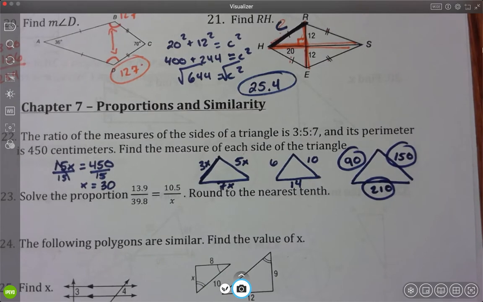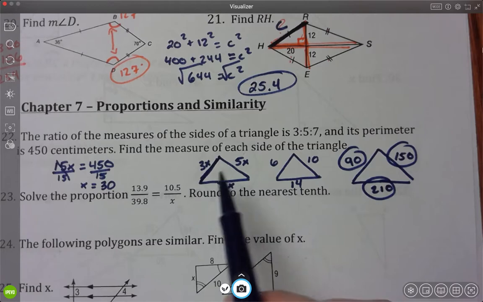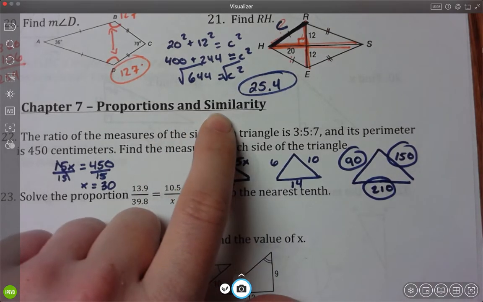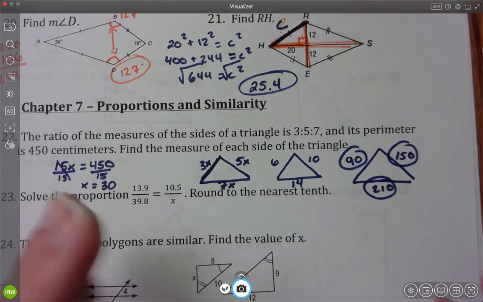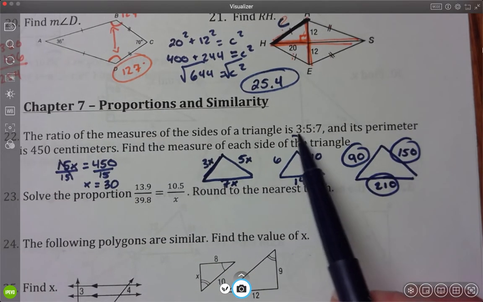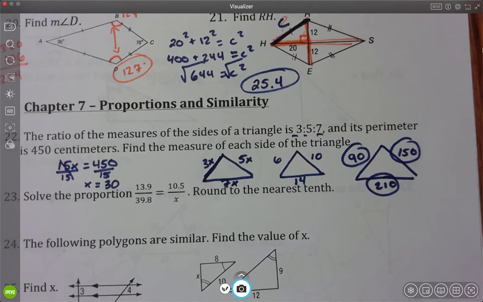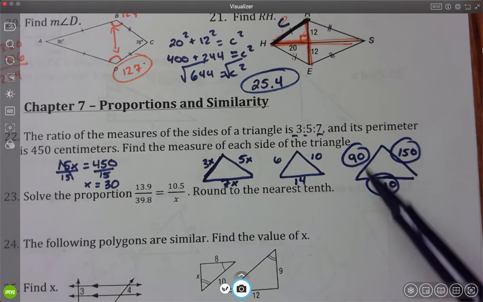Okay, those three measurements, then the measure of each side of the triangle, that's what it looks like. Each one of these triangles is going to be similar. They're all similar triangles because they have the same shape, but they're just different sizes, because all of them are in the relationship of 3, 5, 7. It's just they're scaled up by a larger factor.